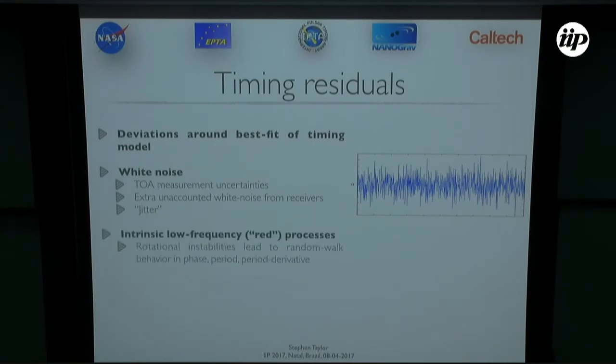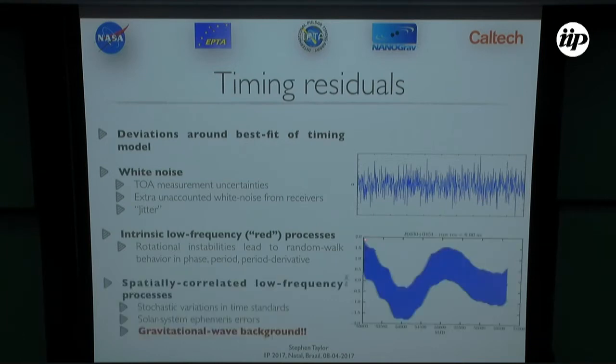There's also intrinsic low-frequency red noise, and that's due to rotational instabilities in the neutron stars themselves. Millisecond pulsars are very stable, but there is still some red noise, and that'll show up as a very long timescale noise source, correlated over long timescales. There'll also be spatially correlated low-frequency processes, and one of those is the gravitational wave background. That's good. We have a very distinctive signature that we search for, which is the Hellings and Downs curve. But you could get other sources of noise which induce spatial correlations between the pulsars. These are troublesome, and we have to take that into account.